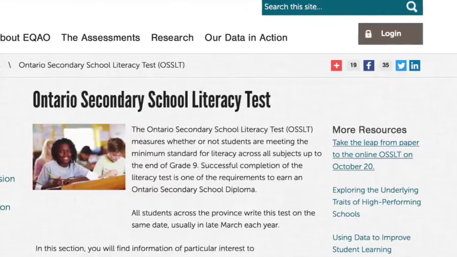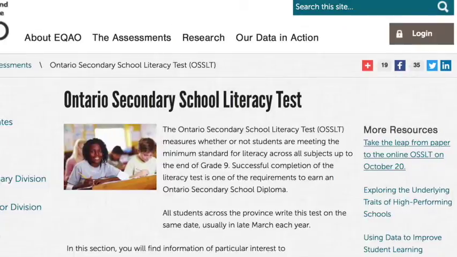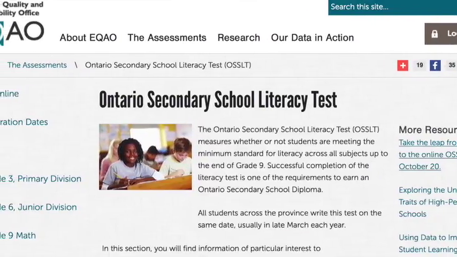As always, the best way to use these strategies is to get online on the OSSLT website and go through the sample online test yourself and practice some of these strategies.